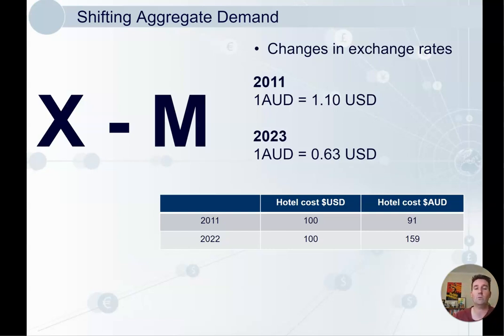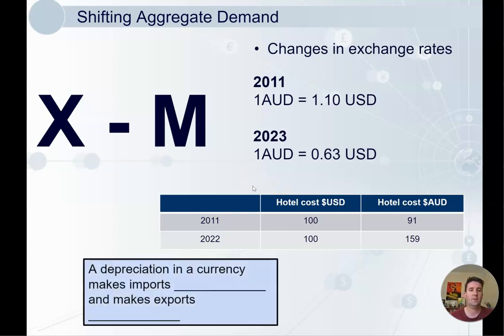So if you were to go to the US in 2011, you want to buy a hotel room that they're selling for $100 US. That would have cost $91. 2022, or I should say 2023, that's a typo, that would cost 159 Australian dollars. That is quite a big difference. So that's going to affect the cost of travel. And therefore, it's going to affect our decisions to do that spending.